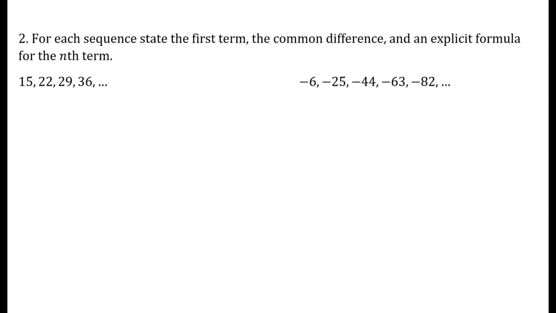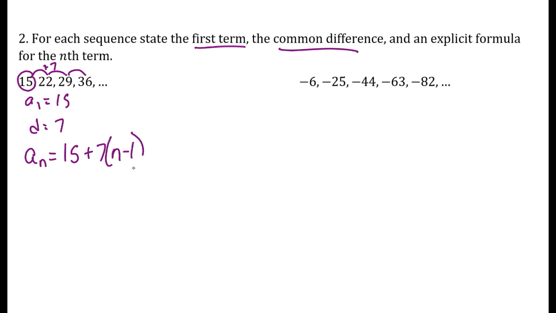For each sequence, state the first term. Okay, so we need the first term, the common difference, and the explicit formula for the nth term. So these are arithmetic sequences if they have a common difference. A common difference is the number that we're adding. Looking at this pattern, the pattern appears to be add 7. So the first term, a sub 1, is 15. The common difference is 7, so the nth term is 15 plus 7 times n minus 1.